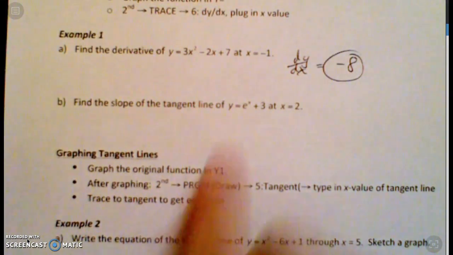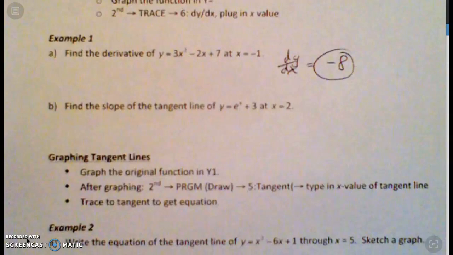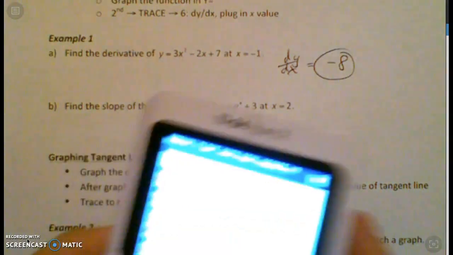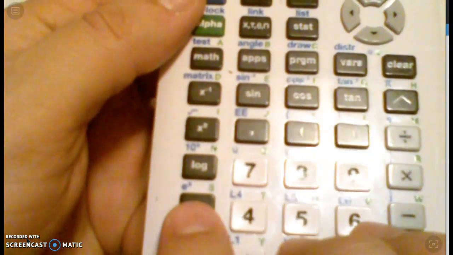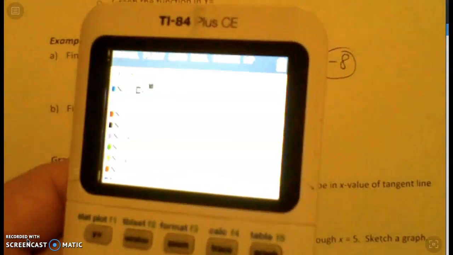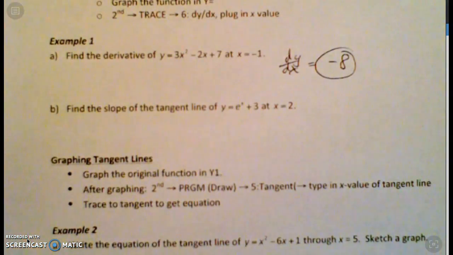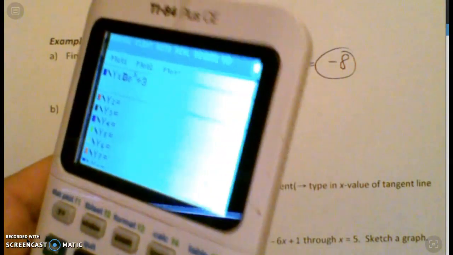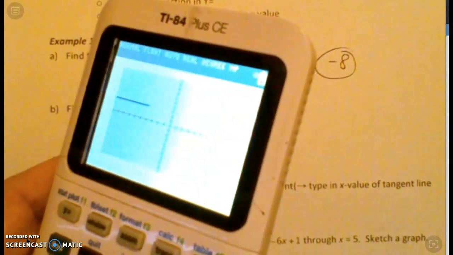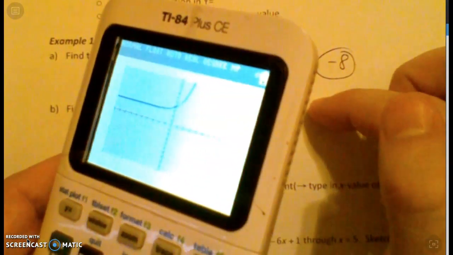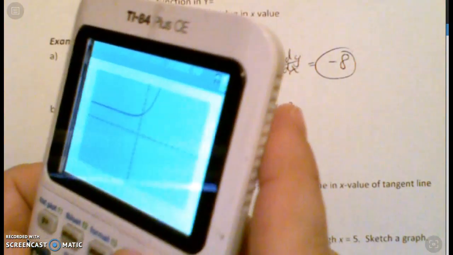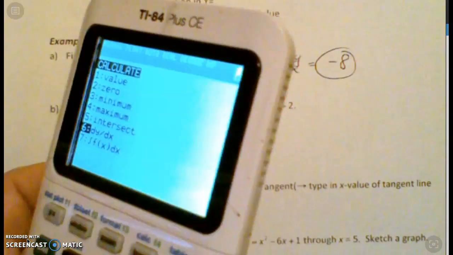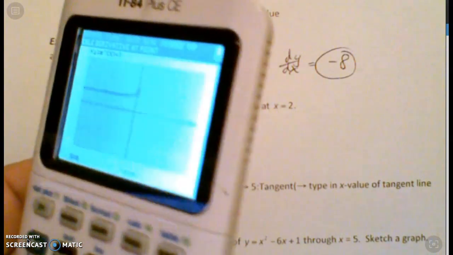Okay, and then you can do it again, find the slope of the tangent line. This is an equation we didn't even learn how to do in here, and what's cool is your calculator can do it. We're going to do this the graphing way. e to the x, you can see that button right above natural log. So I can do e to the x plus 3, and I want to find the slope, so I hit graph. If I want to find the slope of this crazy line at x equals 2, all I have to do is second calc, dy/dx, and type in 2.